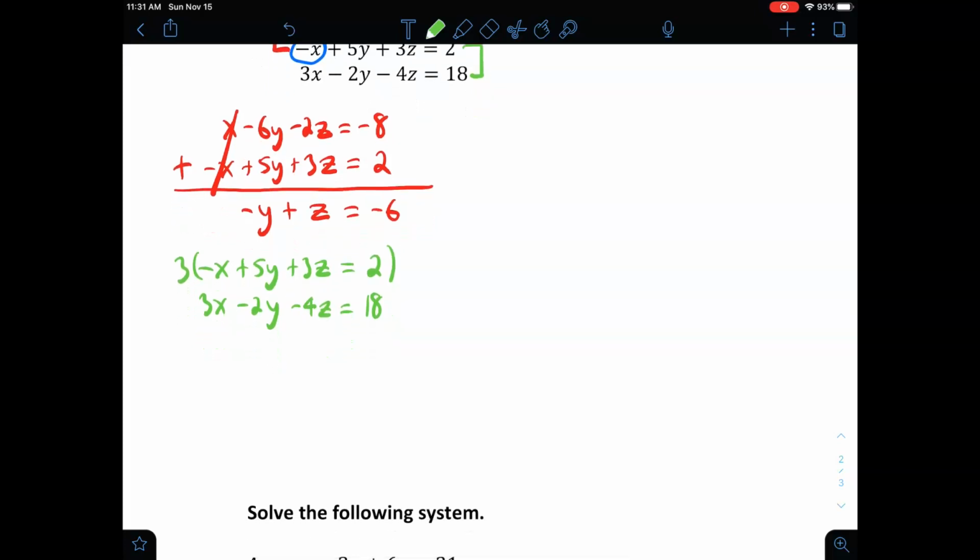So now we're going to rewrite that again. 3 times negative x is negative 3x. 3 times 5y is 15y. 3 times 3z is 9z. And 3 times 2 is 6. Then write the bottom equation the way it is.